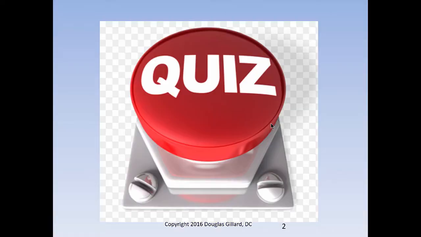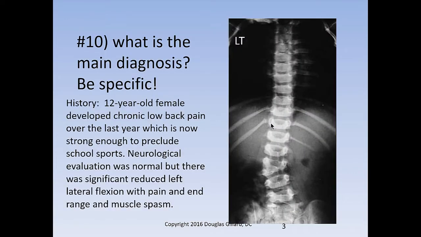A little quiz. Too bad it doesn't count for any points, but it's just one. What's the main diagnosis? Be specific. A 12-year-old female develops chronic low back pain over the last year, which is now strong enough to preclude her from school sports. And you know that, especially if she likes it, that's a big deal. Neurological examination normal. Significant reduction in left lateral flexion with pain on end range and muscle spasm.